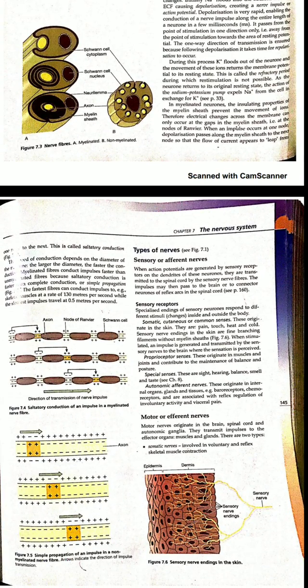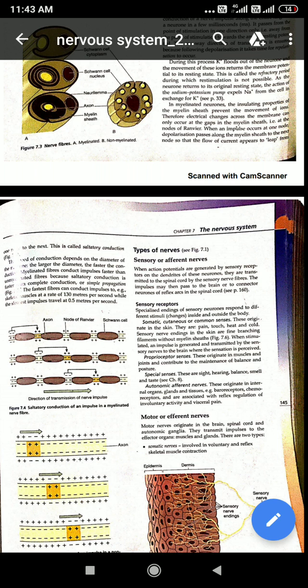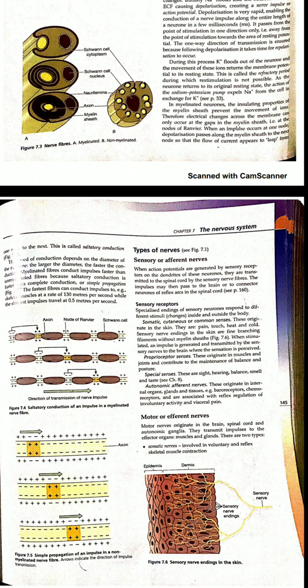Next we have types of nerves: sensory or afferent nerves. When action potentials are generated by sensory receptors on the dendrites of these neurons, they are transmitted to the spinal cord by the sensory nerve fibers. The impulse may then pass to the brain or to connector neurons of the reflex arc in the spinal cord.